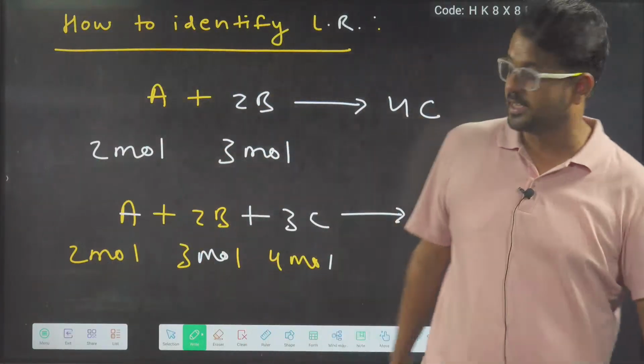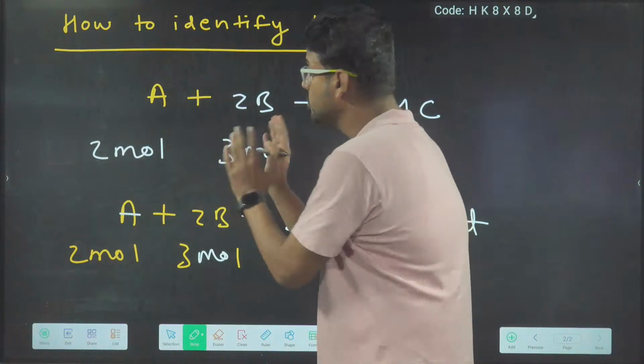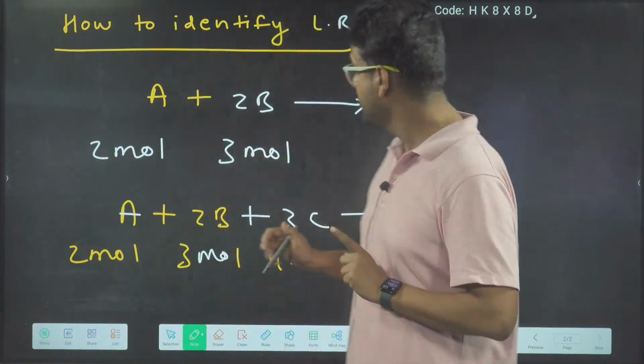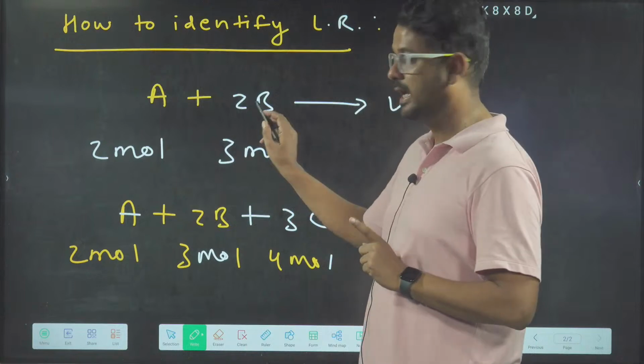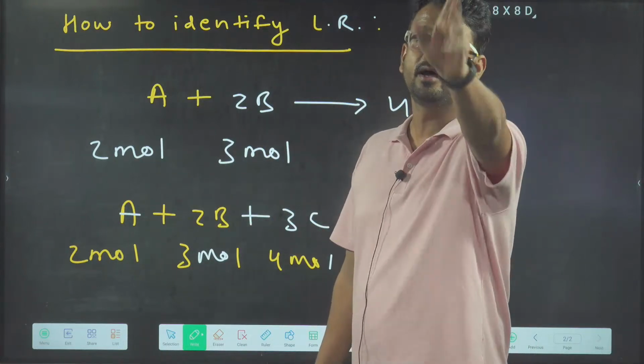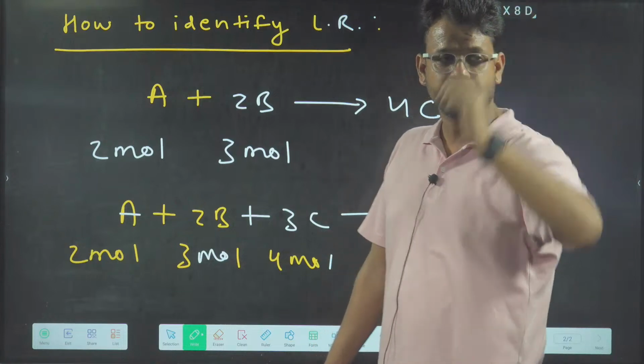Now, who is the excess reagent over here? Some of you might have this feeling, sir, both are excess. No, not at all, my dear friends. When this ratio and this ratio are different, there is one reagent which is limiting and the other is excess. First, get this firmly fixed in your head.